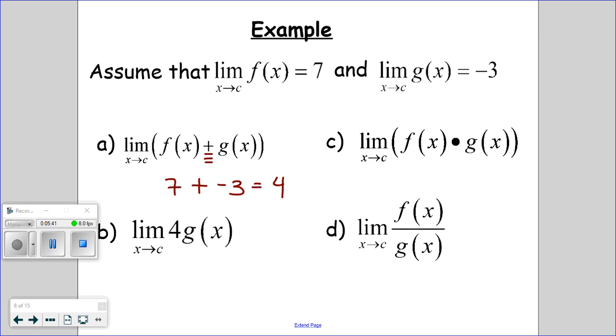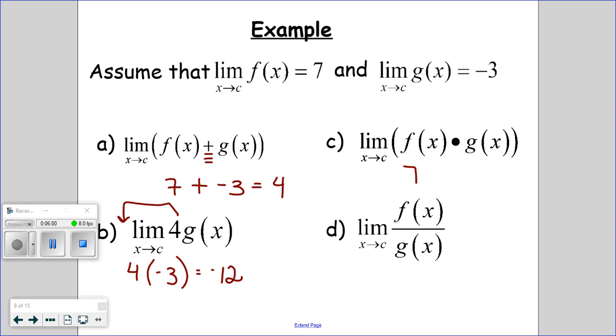Moving down to B, that is our constant multiplier. That just means I can move the 4 out front 4 times and then do the limit of G as x approaches C, which is -3. Should get -12.